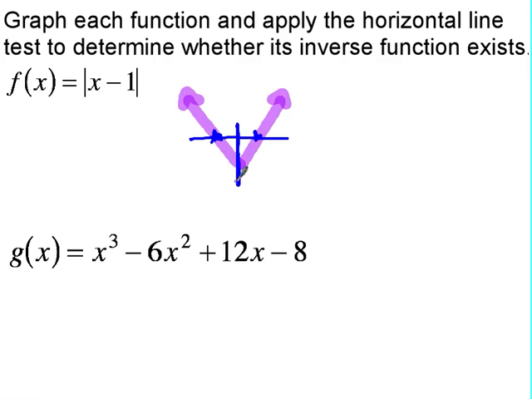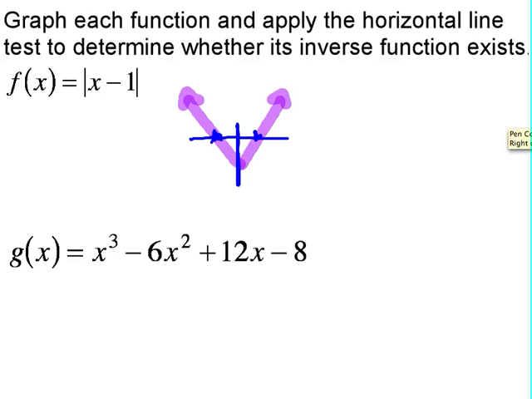Let's graph the second one. x cubed minus 6x squared plus 12x minus 8. A good window to view that in is the Z-decimal window. Z-decimal actually works very, very well. What does that graph look like?